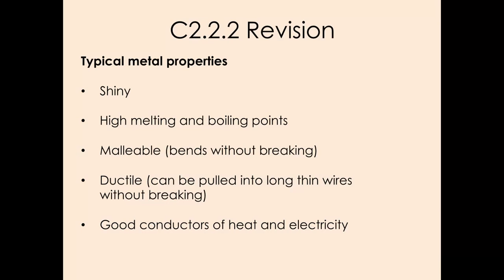So before we look at the alkali metals, we just need to revise our typical metal properties. We would expect all metals to be shiny. We'd expect them to have high melting and boiling points. The exception that we know about is mercury, which is a liquid at room temperature. We know that gallium is only just above room temperature. But apart from that, they've generally got high melting and boiling points. We know that metals are malleable, which means they bend without breaking. We know that they're ductile, which means they can be pulled into long thin wires without breaking, and we know that they're good conductors of heat and electricity.